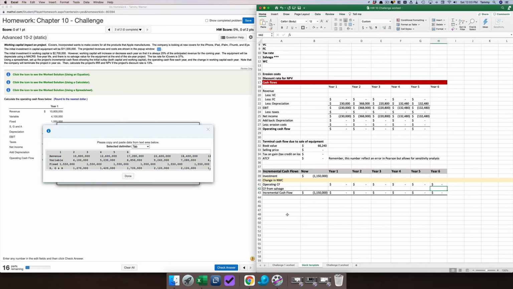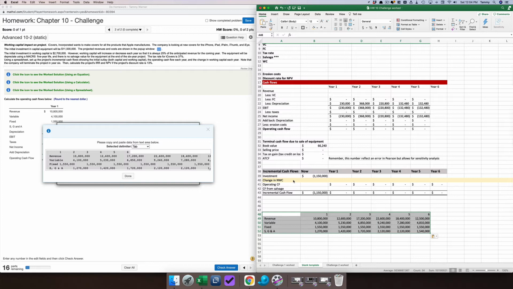Copy and paste. All right. So now let's see, we've got our revenue here. You know what? Let's go ahead and use cell references here. So there's our revenue cell reference and our variable cost cell reference.